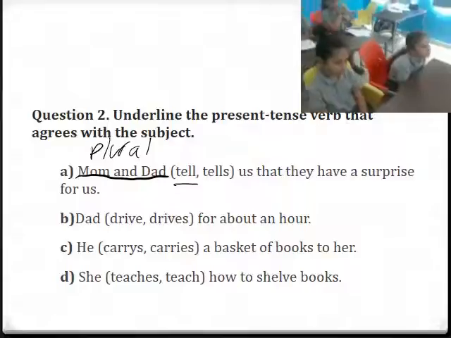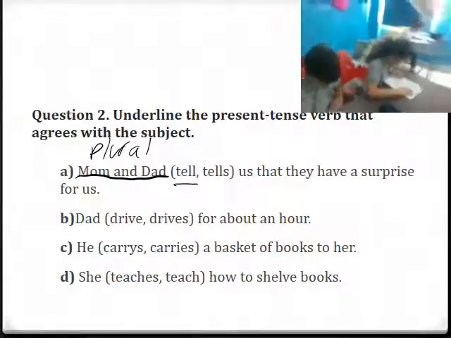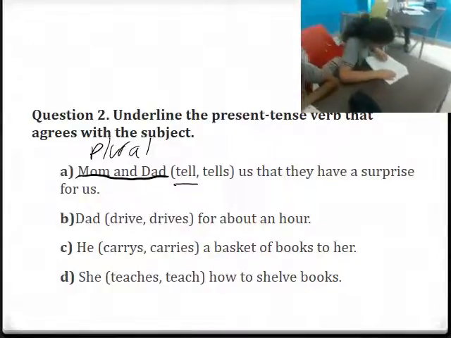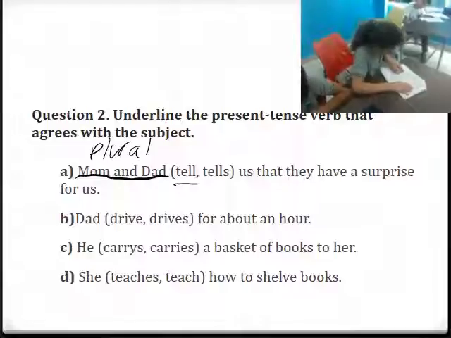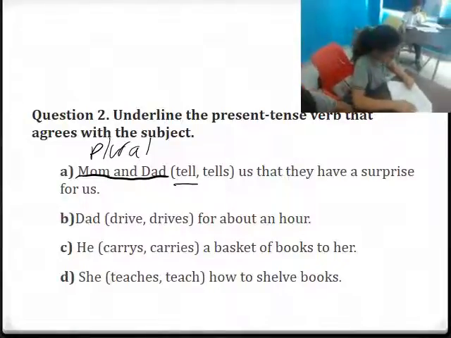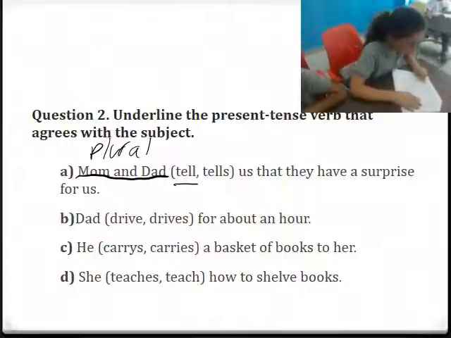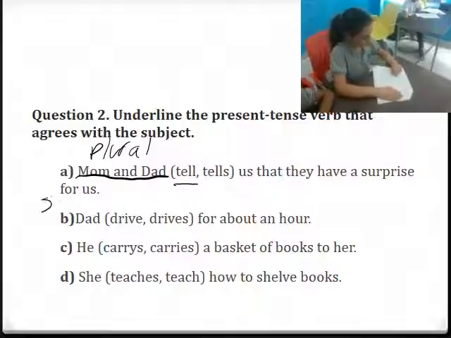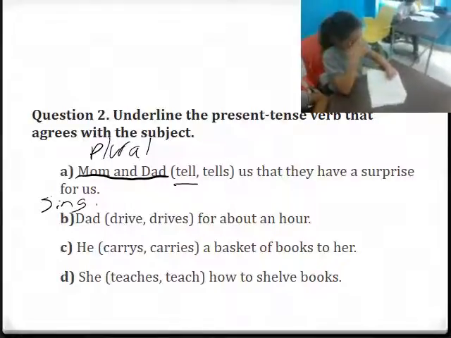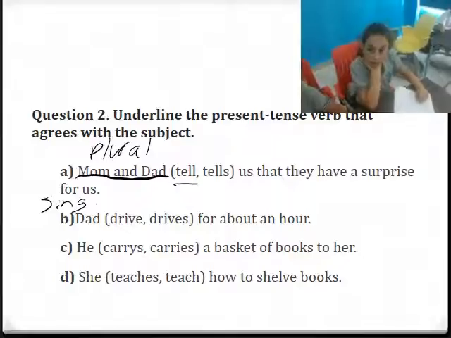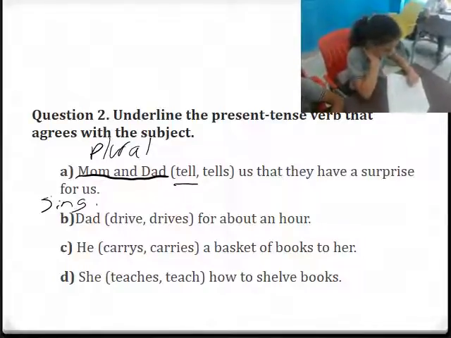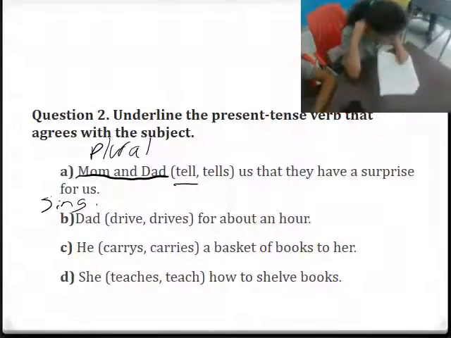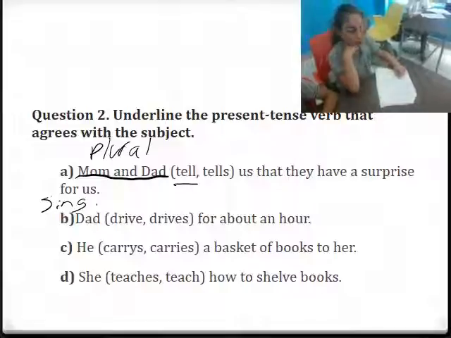Next one, Tia. Dad drives for about an hour. Okay, Dad drive or drives. Where's the subject? Dad. That is singular or plural? So we have a singular subject here. Now, when we have a singular subject, what do we do to the present tense verb? Yes, we usually add S or ES, right? So it is drives. We add only S.